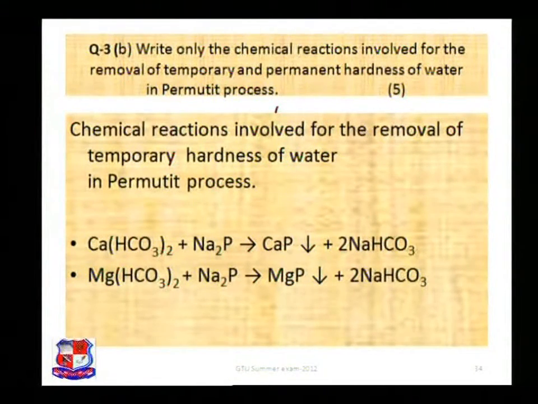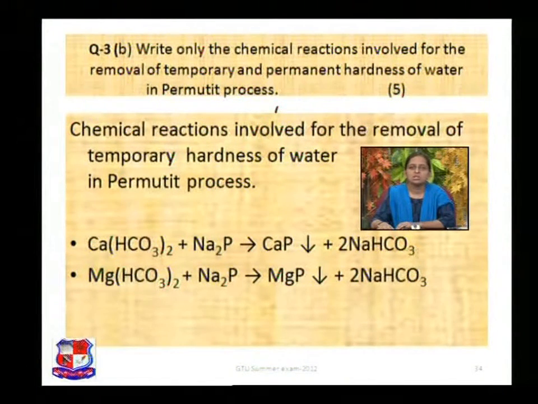See the next question that is asked. Write only the chemical reactions involved for removal of temporary and permanent hardness of water in permutit process. What does it mean? That they are asking only the chemical reaction. If you understand the question, you don't have to describe the permutit process in detail, but what you are supposed to do is write only the chemical reactions for the permutit process for removal of temporary and permanent hardness. Now let us try to summarize the chemical reaction.